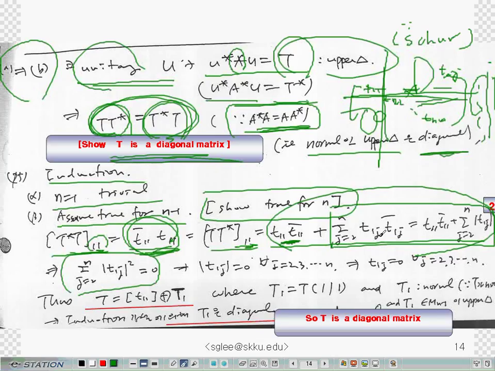As you see here, T_{1j} here and T_{1j} bar. So this is the square of the absolute value of each of the diagonal entries. So this is all of the diagonal entries, and the square of it is 0. What that means is all T_{1j}, the value of it is 0 for all j's from 2 to n. What that means is this. Okay?